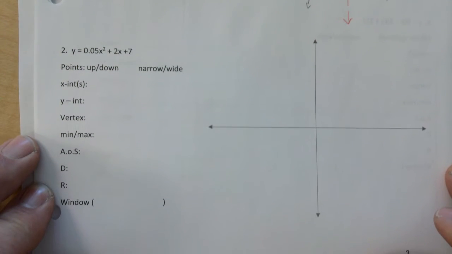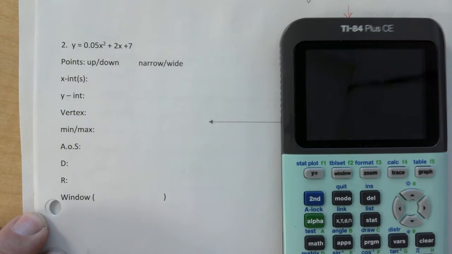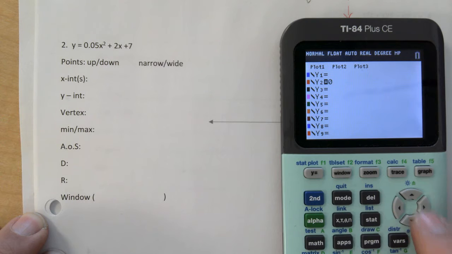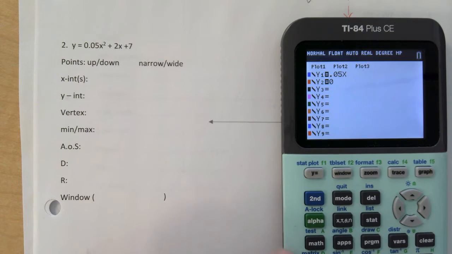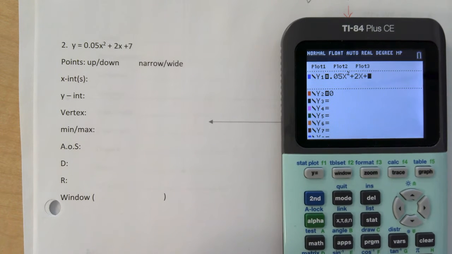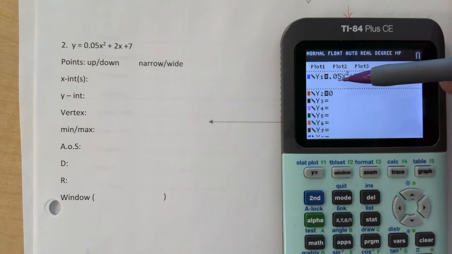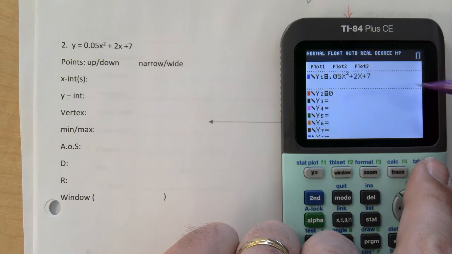Let's do another one here. Let's type that in to our y1. I'm going to leave y2 equal to 0 because I'm going to need it, right? So let's just type in 0.05 x squared plus 2x plus 7. Keep in mind that the 2x could be missing, right? The x term does not have to be there. So is the constant, right? As long as you have something in front of x squared, you're fine. So let's hit graph.